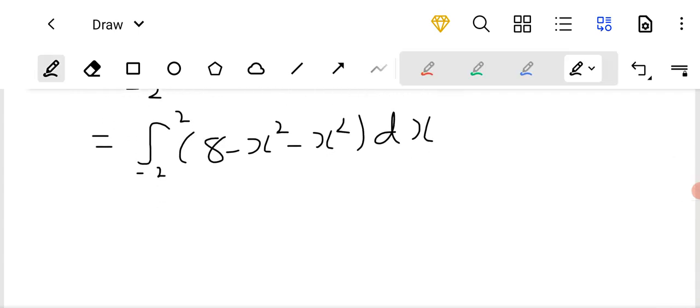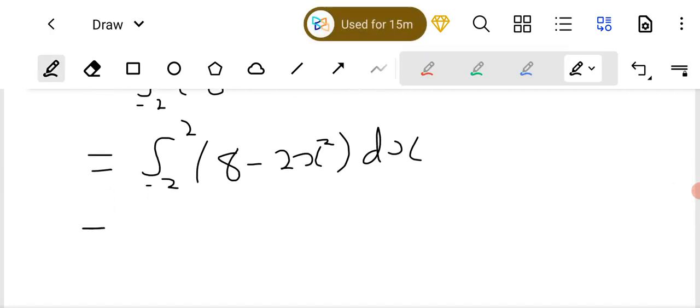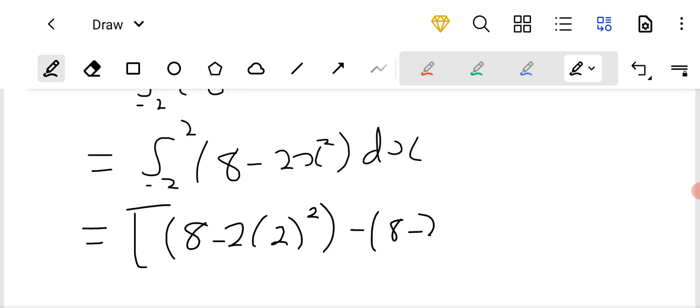To continue, you are going to have to simplify, where it will still be the integral from -2 to 2 of 8 minus 2x squared dx. Now we can integrate, so it will be equal to, substitute the limit, the upper limit first, so it will be 8 minus 2 multiplied by a positive 2 squared, minus 8 minus 2 multiplied by a -2 squared.